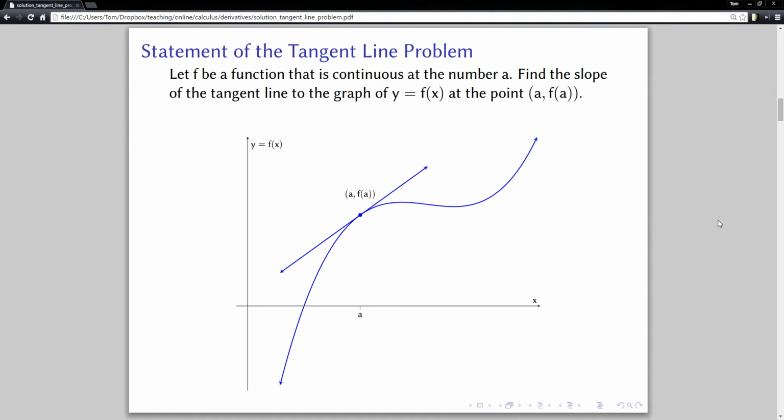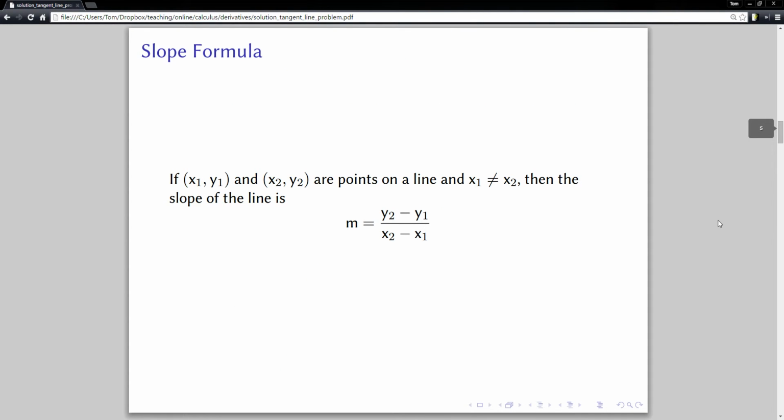As I mentioned in the previous video, one of the difficulties is finding the slope of that line because we only have one single point on there. If we have 2 points on a line, then it's pretty straightforward to find the slope of the line through those 2 points. And we can use the slope formula from algebra class.